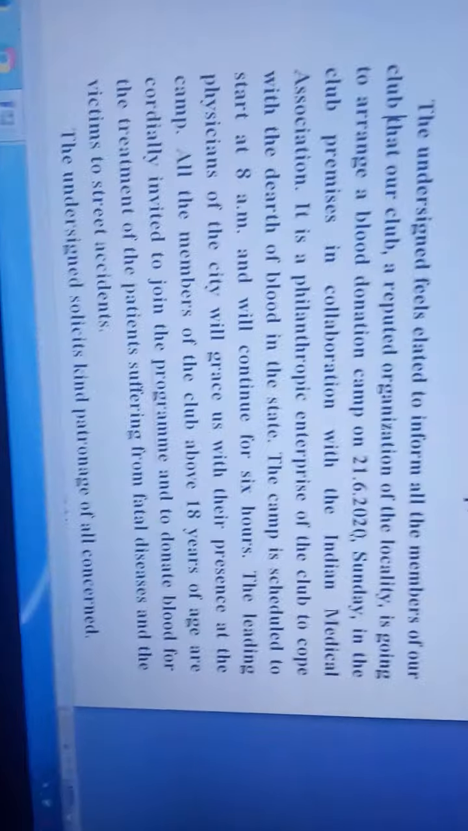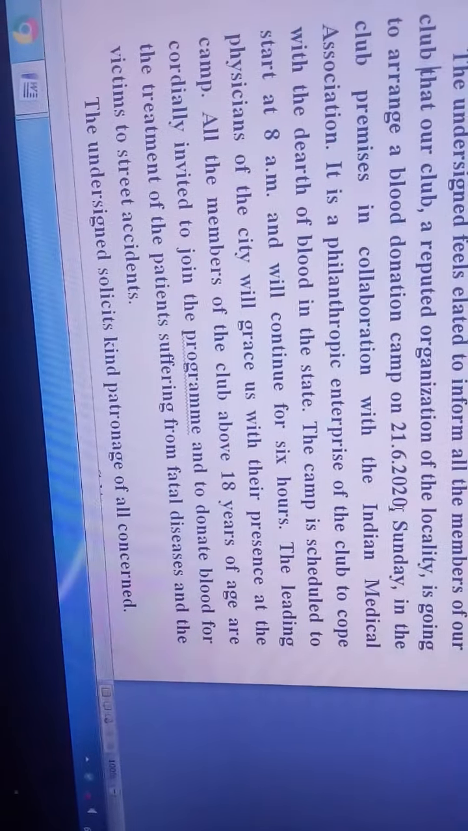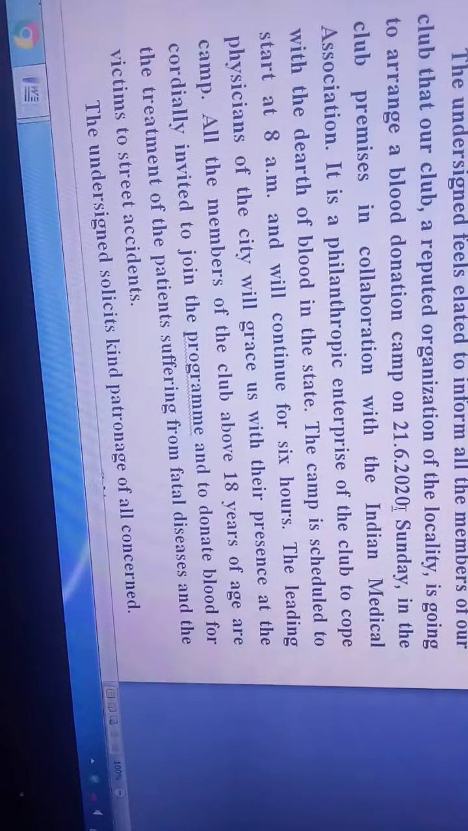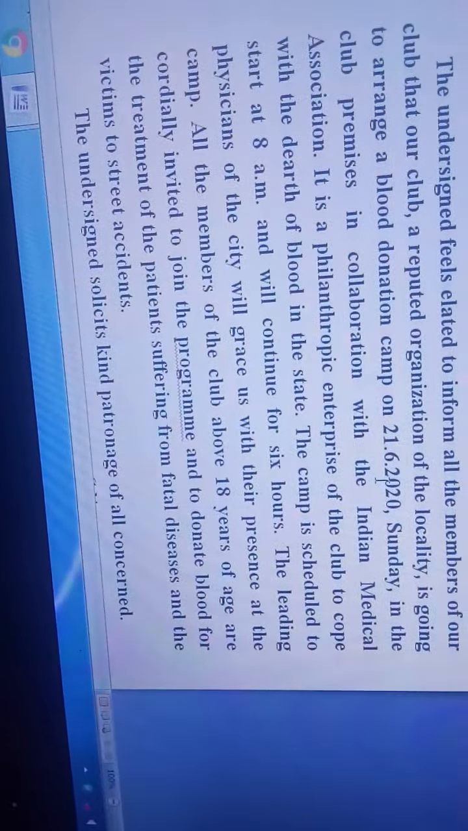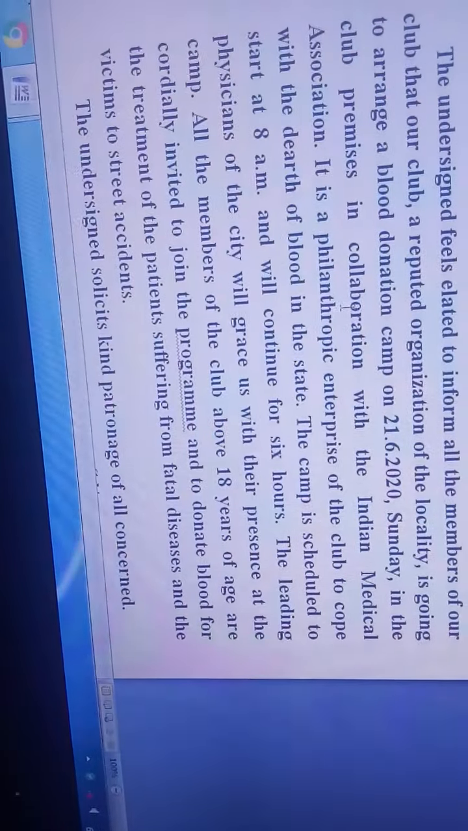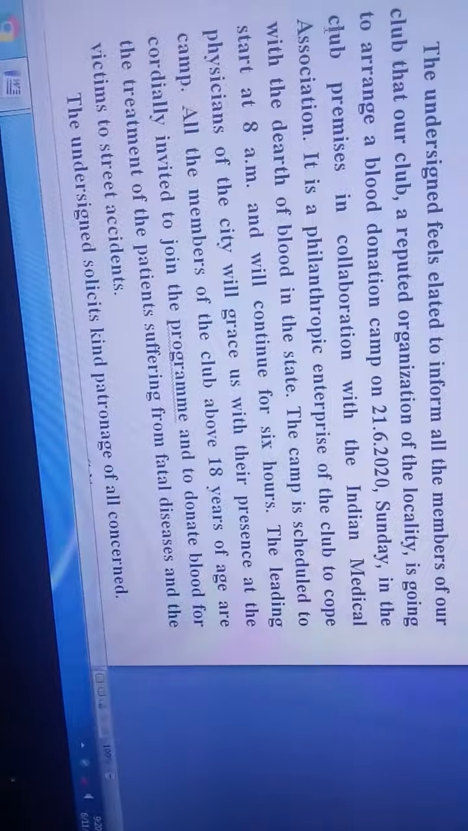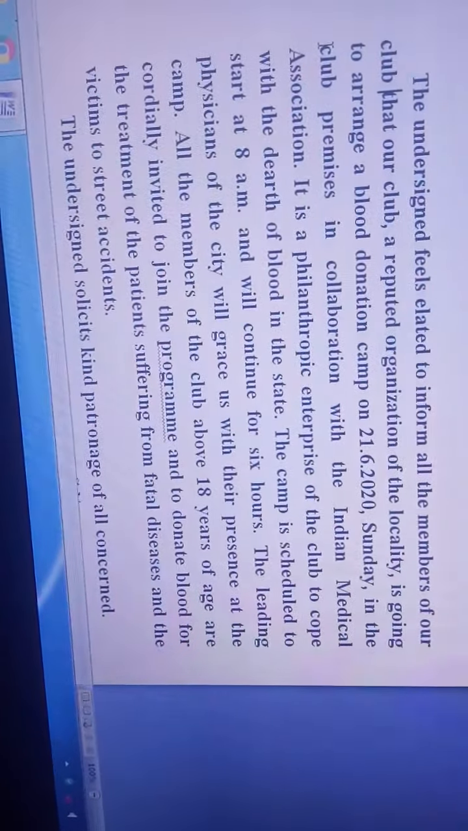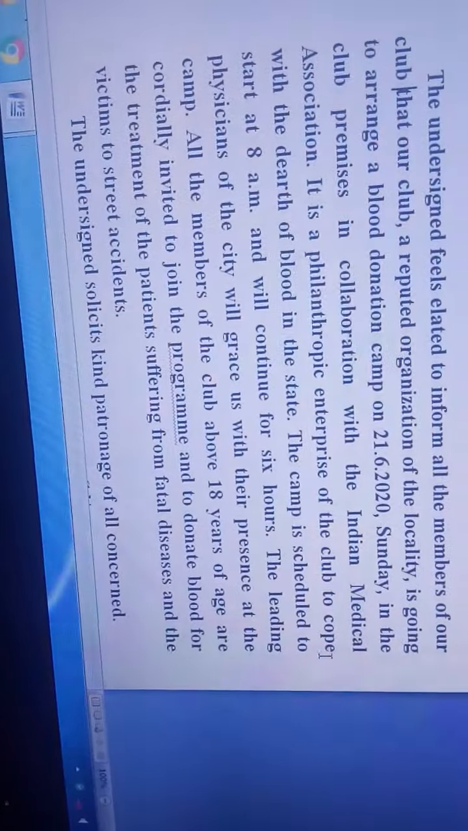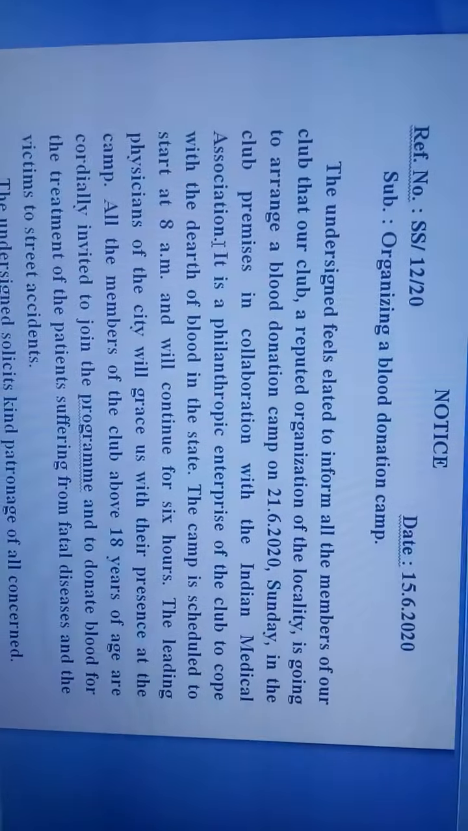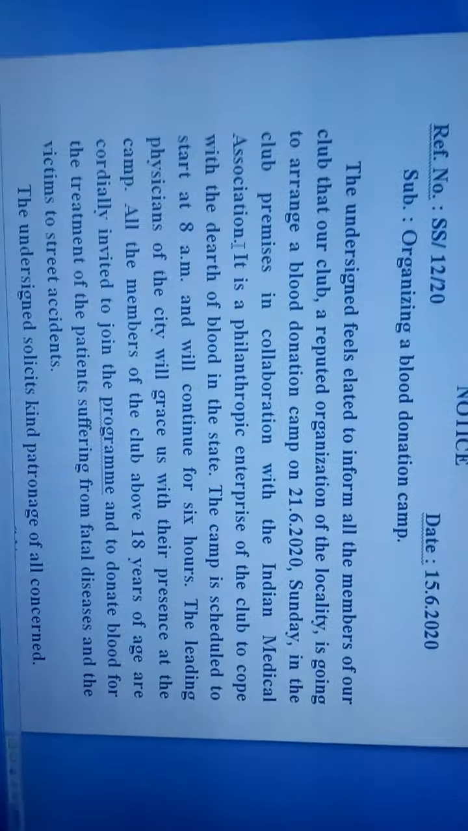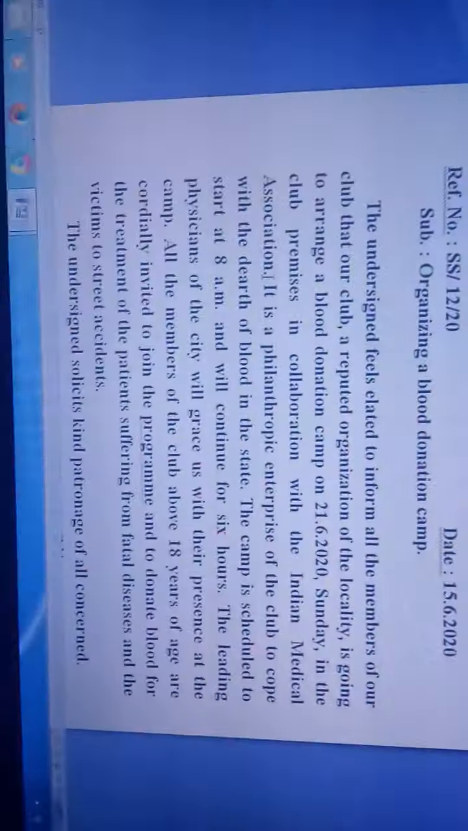You have to satisfy all the points. You have to mention all the points in your writing. So always try to keep it in mind that you are mentioning all the points strictly, all the points systematically. On 21/6/2020 Sunday, in the club premises. So here the date, and here in the club premises, that is the venue. Okay, in collaboration with the Indian Medical Association. Without the permission of Indian Medical Association, nobody or no organization can arrange any blood donation camp. This is government rule, and this is the government principle. So you must mention this.